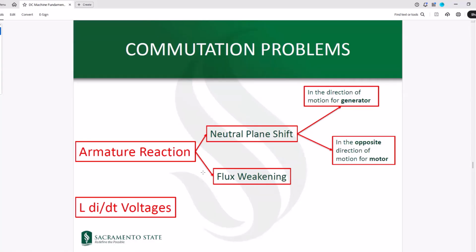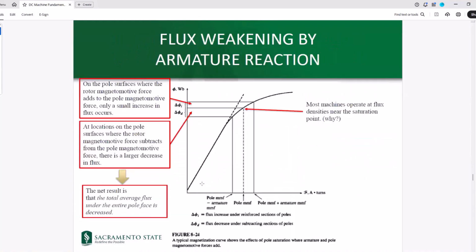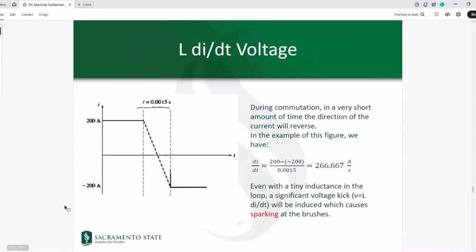Now let's go to the L di over dt voltage problem. During the commutation, when a conductor passes through the neutral plane area, its current gets reversed, right? For example, if the conductor's current was 200 amps, then it has to go to minus 200 amps in a very short period of time when it's passing through the neutral area. So during commutation, in a very short amount of time, the direction of the current will reverse.